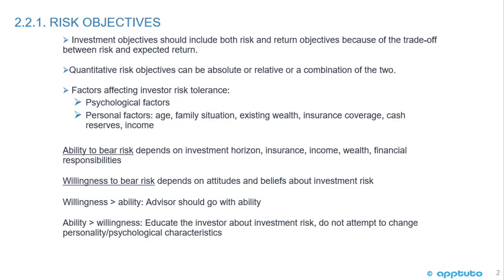If the willingness is greater than the ability, the advisor should go with the ability. If the ability is greater than the willingness, educate the investor about investment risk. Do not attempt to change the personality or psychological characteristics.